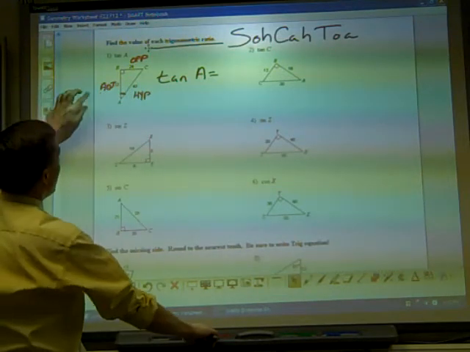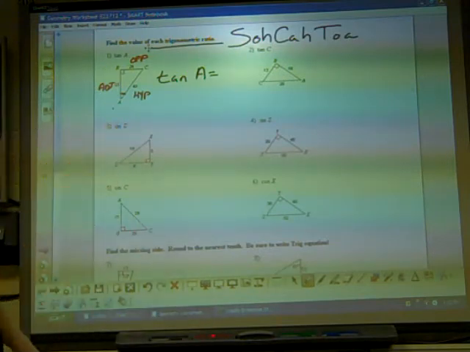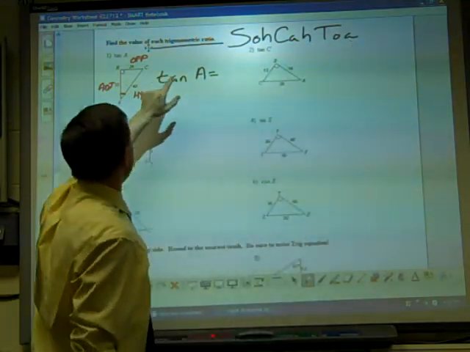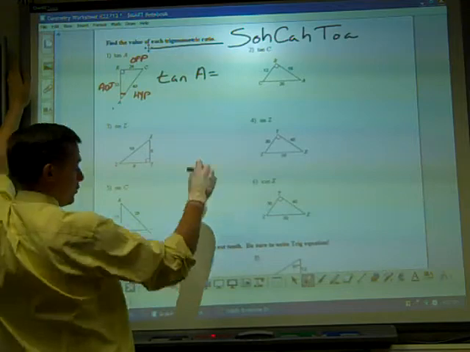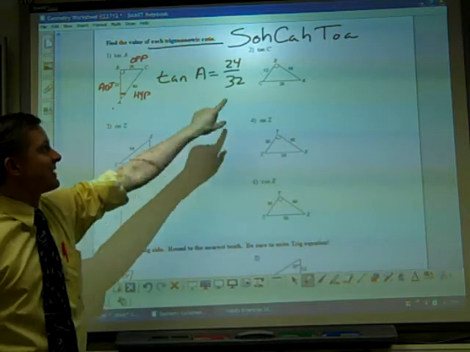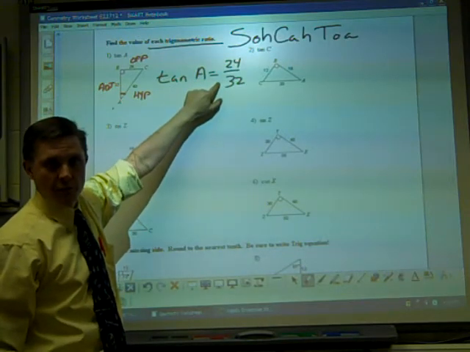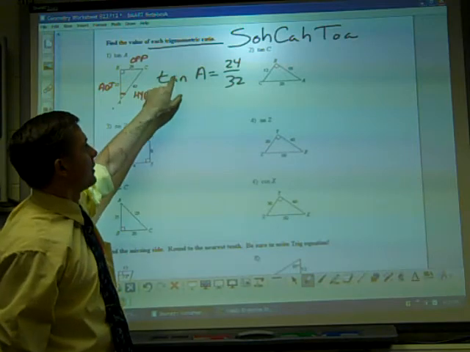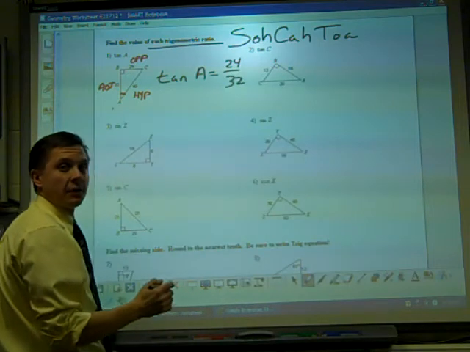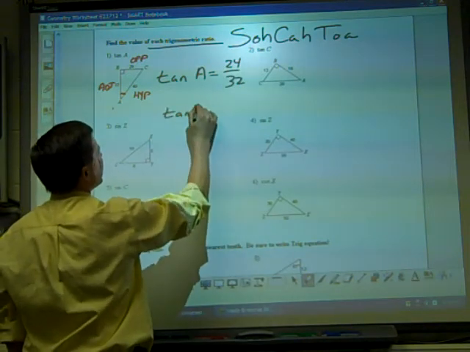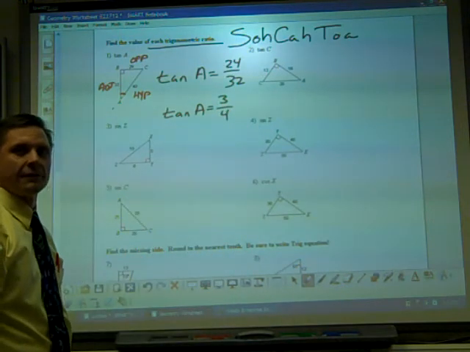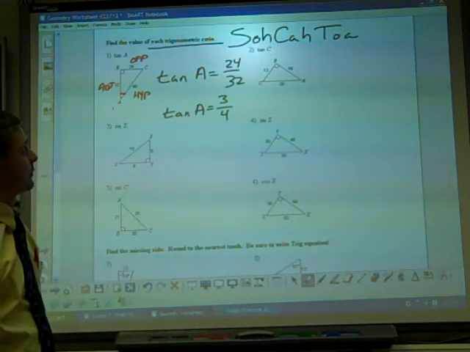All right. We know that tangent is opposite over adjacent. So the opposite leg is 24, the adjacent is 32. If we wanted a decimal, we could take 24 divided by 32 and get a decimal. Or what I'm going to do here is reduce this to a different ratio. 24 and 32 both have 8 as the greatest common factor. So we can reduce it by 8, and I get 3/4. Or on the tables, it would say 0.7500. That is the answer for the first one.